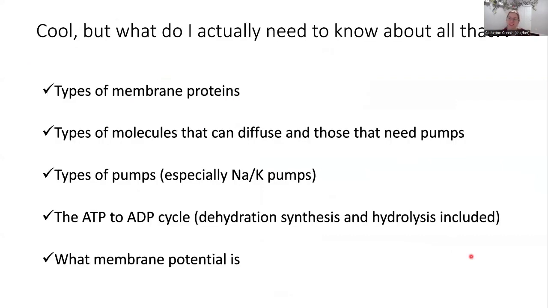That was really neat, right? But you might feel a little overwhelmed. So what do you really need to know about that? I want you to know about the types of membrane proteins: sodium pumps, potassium pumps, sodium channels, potassium channels, whether or not they are uniporters, symporters, or antiporters, and whether or not they use energy. I want you to know the types of molecules that can diffuse and those that need to use a protein. I want you to know the types of pumps, and I want you to know the ADP to ATP cycle. So that's dehydration synthesis and hydrolysis, and what a membrane potential is.